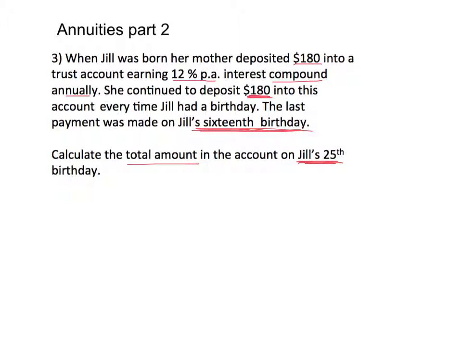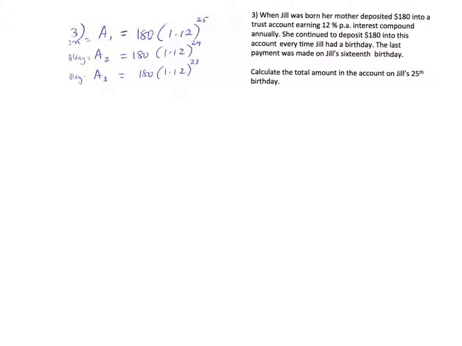If we let A1 be the amount that she puts in the account when she's born, and then we want to see how much that is worth on her 25th birthday. From when she's born to her 25th birthday, that's going to be 25 years. So I've just got that here. So the amount A1 is the amount that she's born, and in 25 years, that's how much that first amount is going to be worth.